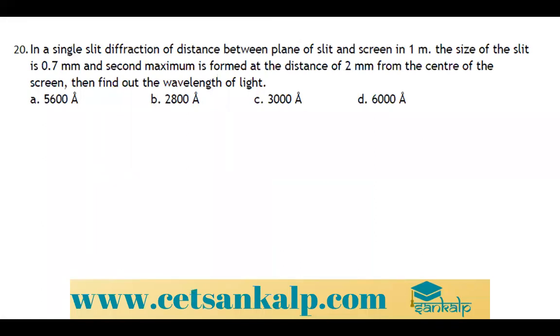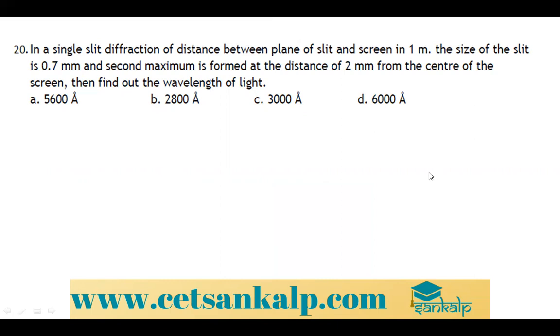In a single slit diffraction, the distance between the plane of slit and screen is 1 meter. The size of the slit is 0.7 millimeter, and the second maximum is found at a distance of 2 millimeter from the center of the screen. Then find out the wavelength of light.